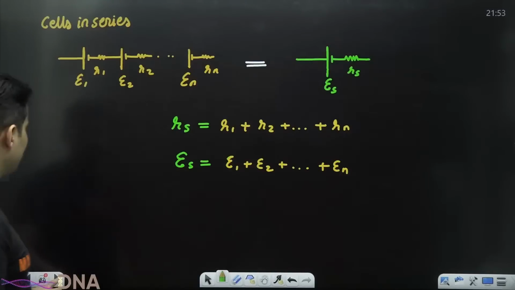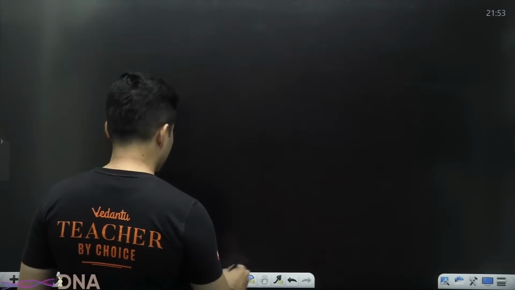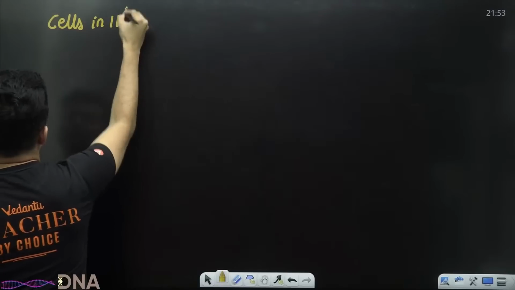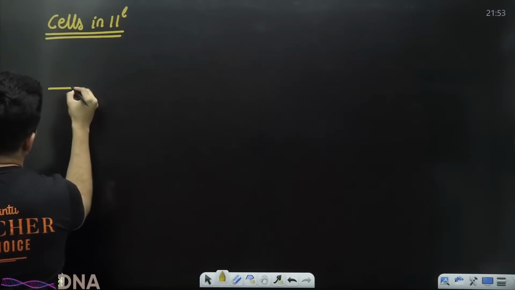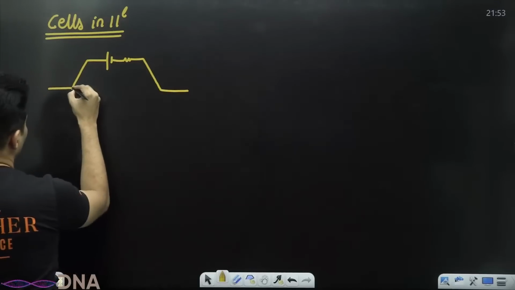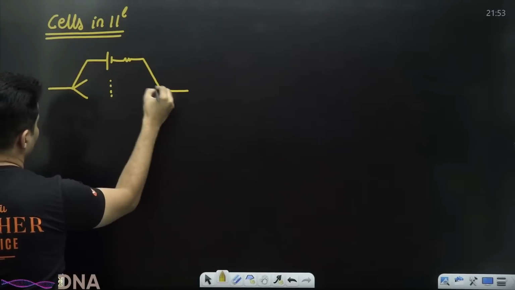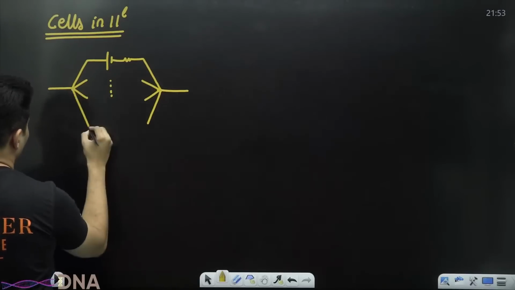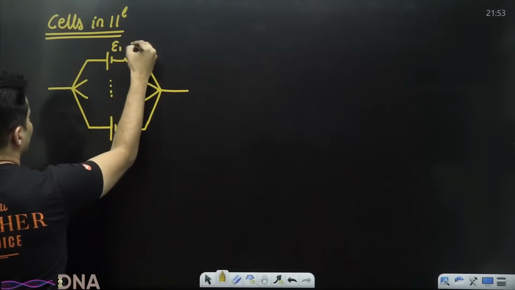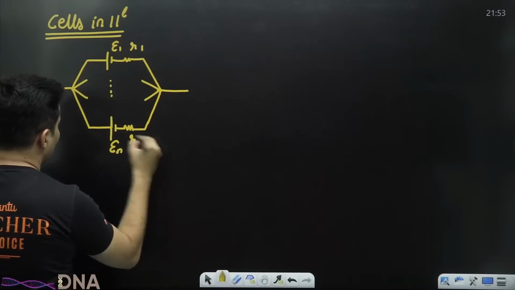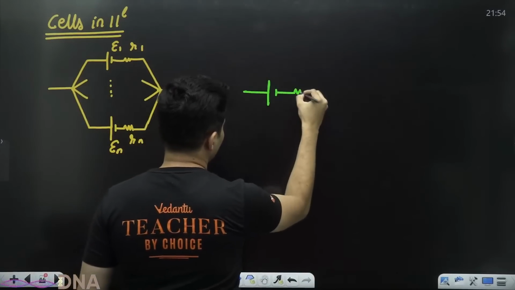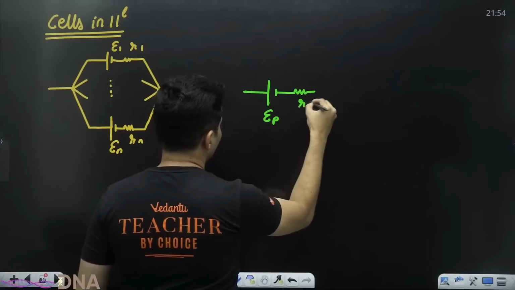Just like this was cells in series, we also have cells in parallel. We also have cells in parallel, meaning this is E1, this is R1, this is En, this is Rn. I convert it into one single cell with one single internal resistance.